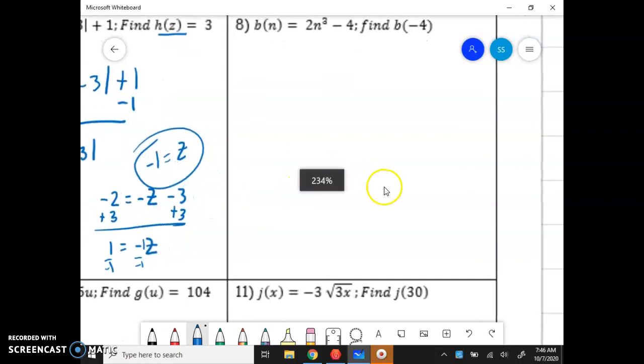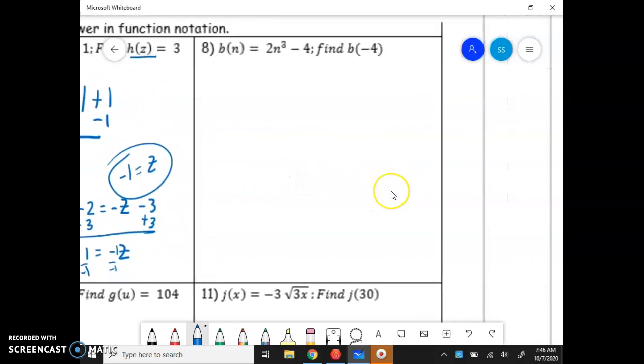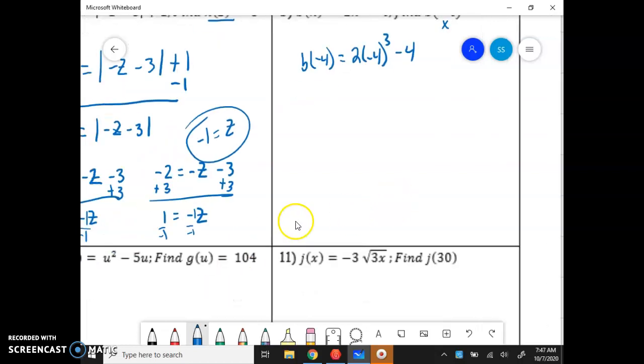All right, moving on. I think I'll just set up some of these for you guys, and you can go from there. This is your x, right? So you're going to do b of -4 is equal to 2 times -4 cubed minus 4. And then go ahead and solve from there.